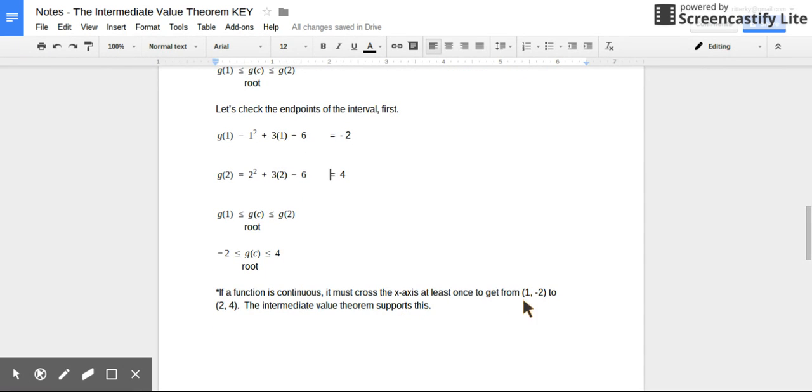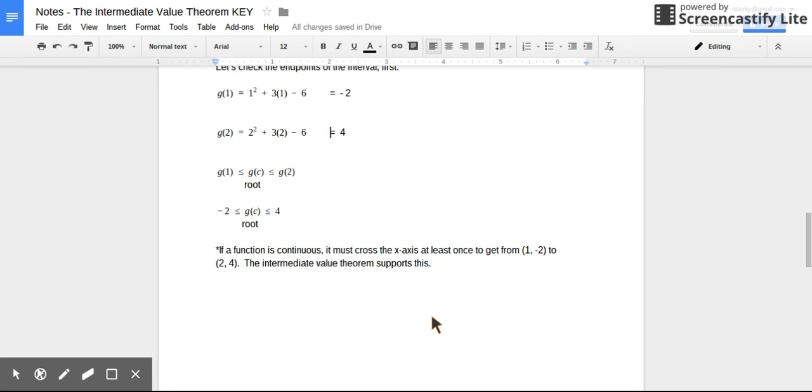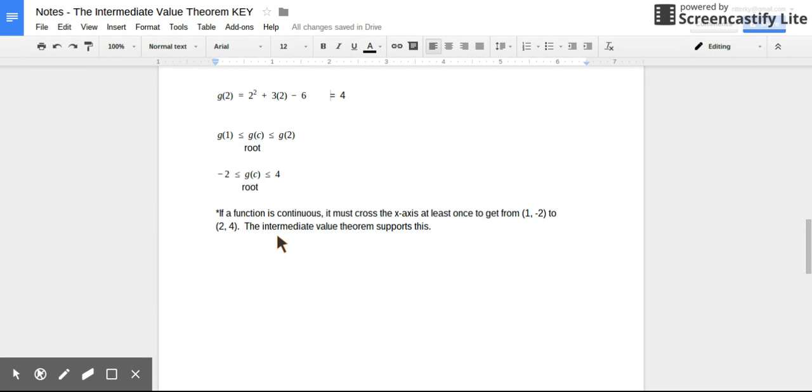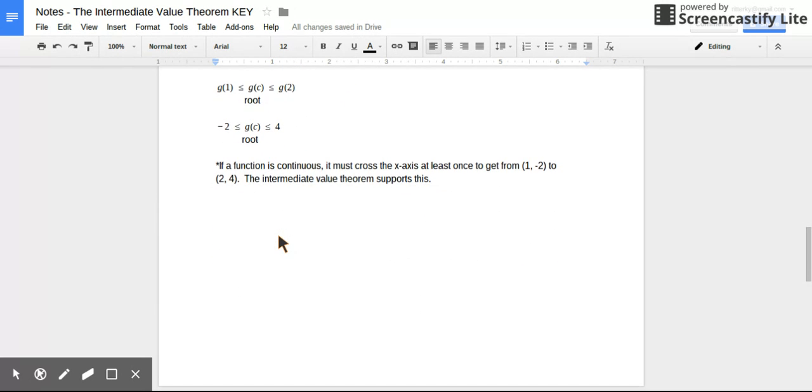And you can plot it on a graph, and you can really visualize it if you'd want. But all we wanted to say is just does it exist? And the intermediate value theorem does support the value, and it does exist somewhere in there. We just don't know what it is.